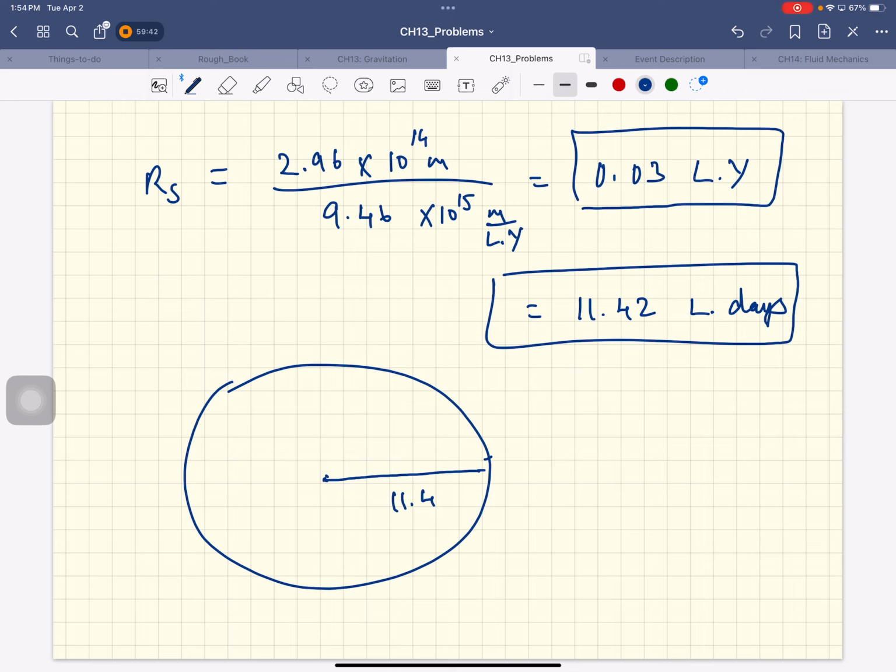How long does it take light to get from the sun to the earth? 8 minutes. Okay, so that's 8 light minutes. This would be 11 light days. Okay, that's what that means.